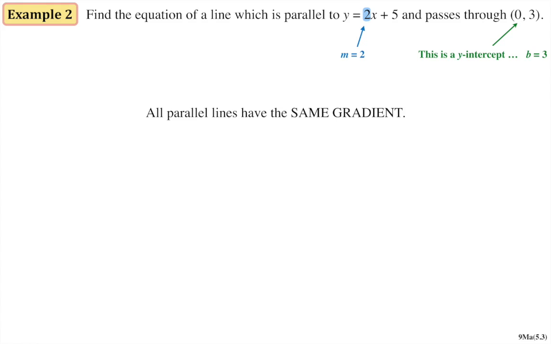So we know all parallel lines have the same gradient. If we use the formula y equals mx plus b, our parallel line has the gradient of 2 and a y-intercept of 3, so it's y equals 2x plus 3.